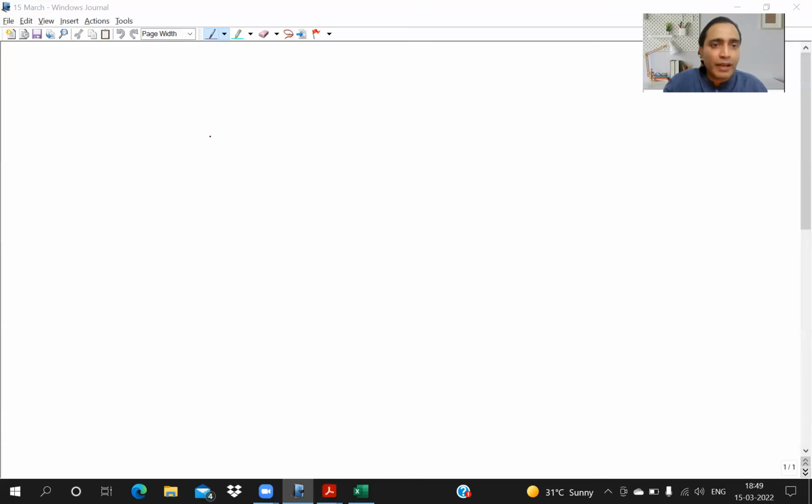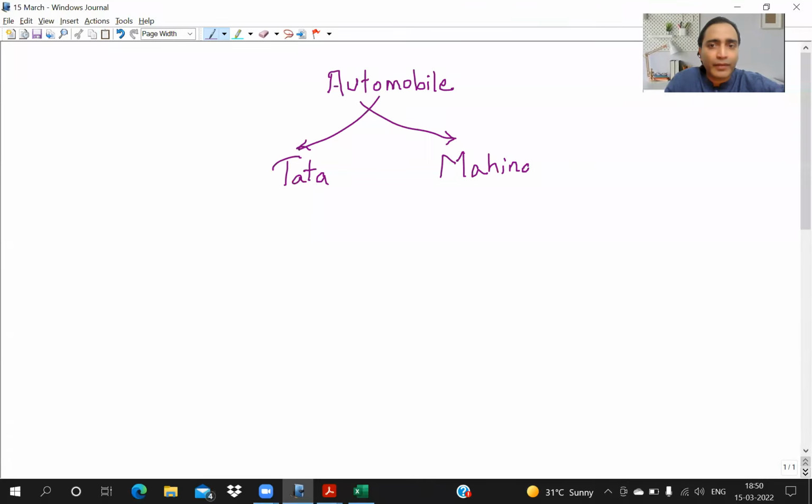Let us say I'm an investor. I have some surplus funds and I want to invest. I have decided to invest in, let us say, the automobile sector. I want to buy shares of a good company in the automobile industry. Now, what are some companies that you already know from the automobile industry? The two most popular ones, let us say the Tata Group, all of you know Tata Group, and the second one, let us say the Mahindra Group.